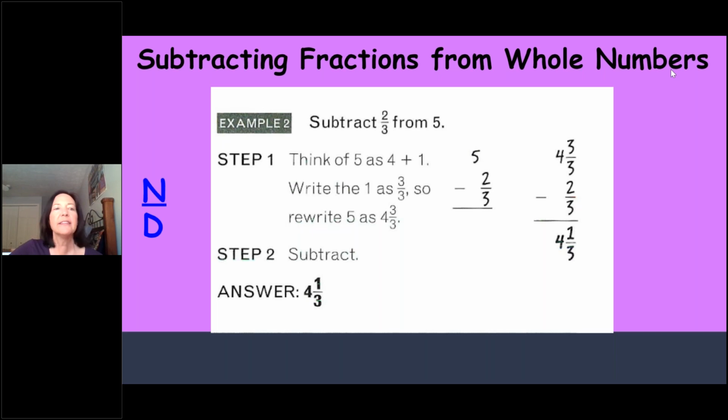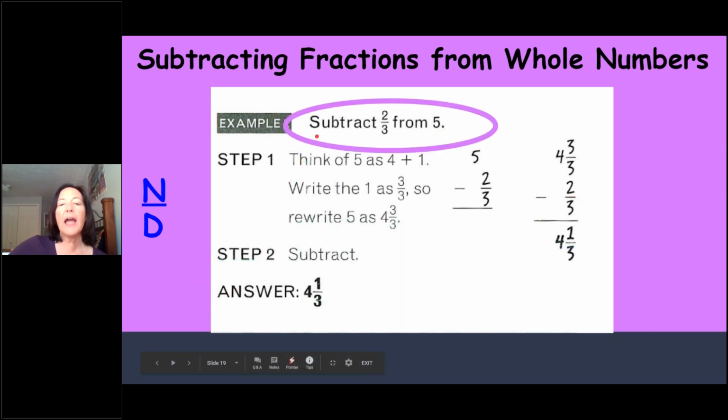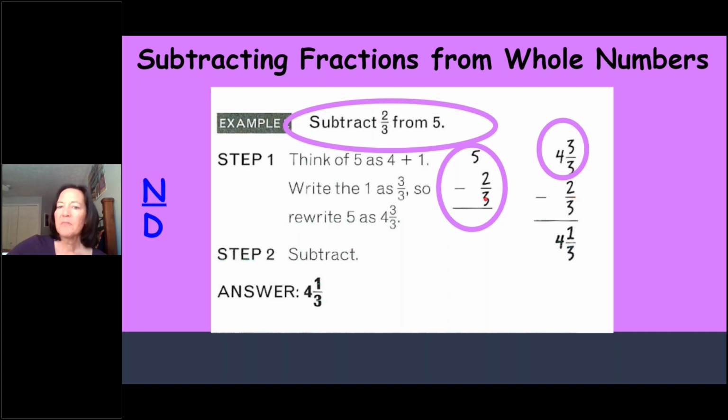Okay, so the next thing we're going to talk about, subtracting fractions from whole numbers. So now we're going to practice this in real life. Their problem was to subtract, see if I can make this thing advance. We need to subtract 2 thirds from 5. They wrote it vertically, 5 minus 2 thirds. And then in order to do that, they had to rewrite the number 5 as 4 3/3. Do you see where they did that?